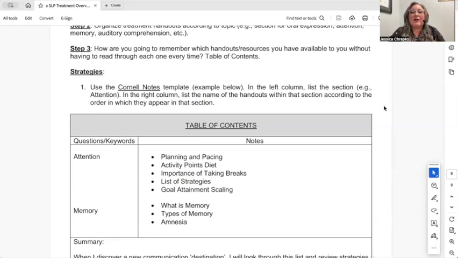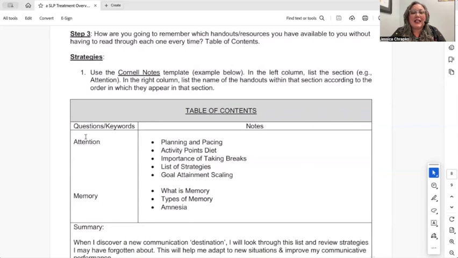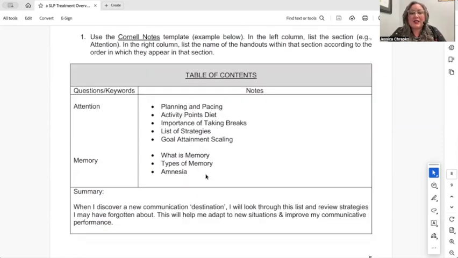In the left column, I invite them to list the section, like attention. And then in the notes section, I invite them to just write down the titles of all of my handouts I've given them pertaining to that specific skill. And at the bottom of Cornell Notes is a summary. When I discover a new communication destination or goal, I will look through this list and review strategies I may have forgotten about. This will help me adapt to new situations and improve my communicative performance.